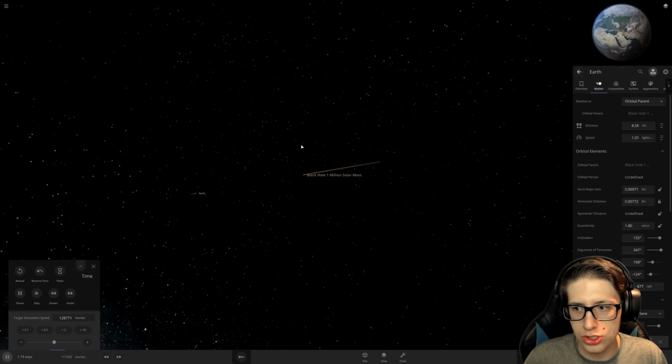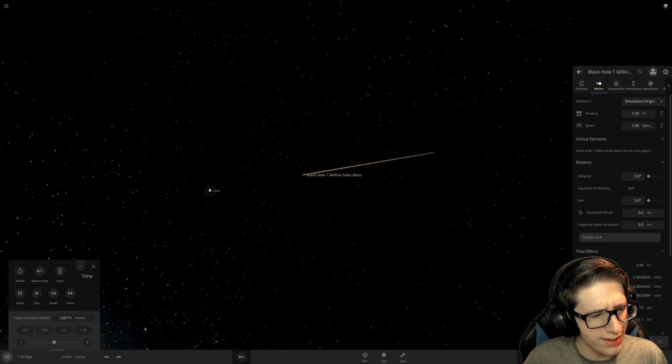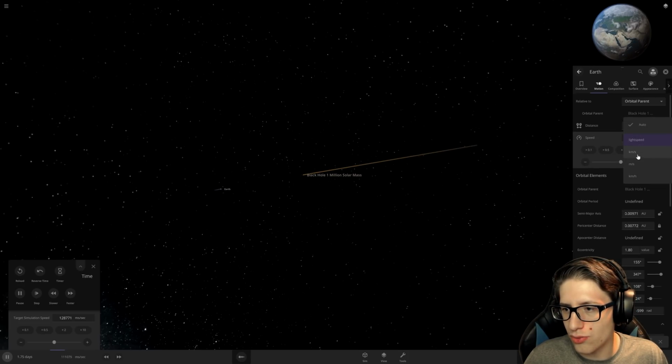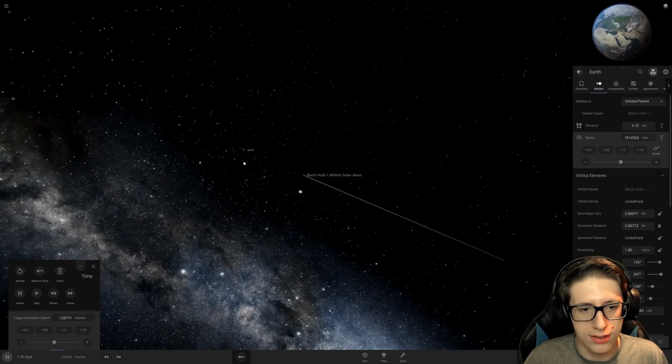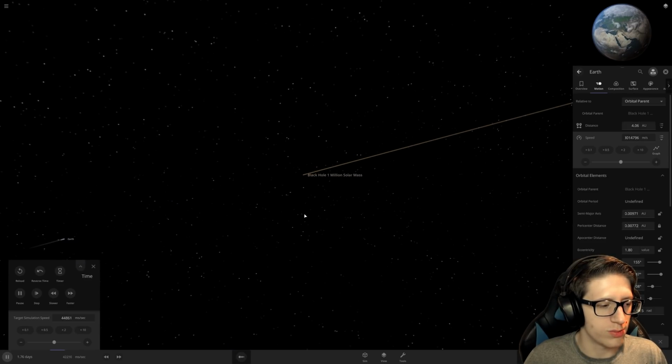If we look at the motion of Earth, Earth is going at 1 light speed? What? Wait, no way. Are you serious? Why is Earth going at the speed of light? Oh my god, it's getting accelerated so quickly towards this black hole. Now there's 2 light speed, basically, of relative velocity between the two.